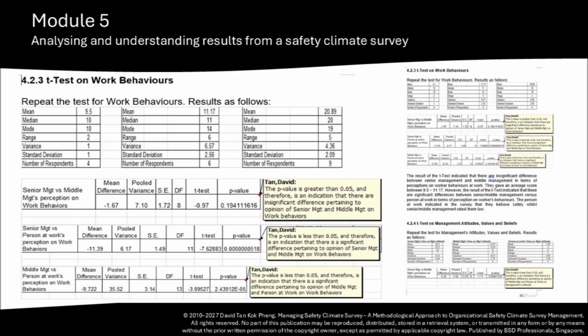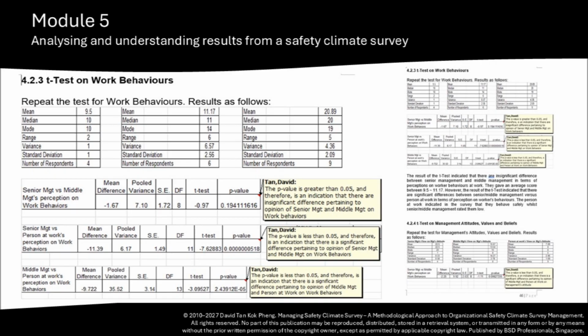The results of the t-test indicate that there are insignificant differences between senior management and middle management in terms of perceptions of worker behaviors at work. The average scores for these two groups fall within the range of approximately 9.5 to 11.17, indicating a relatively similar perception between both groups.